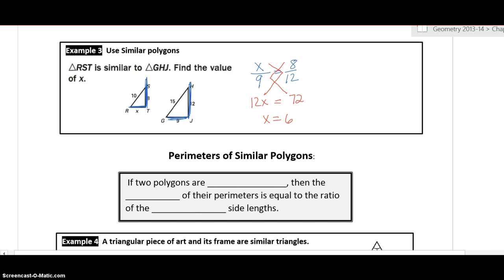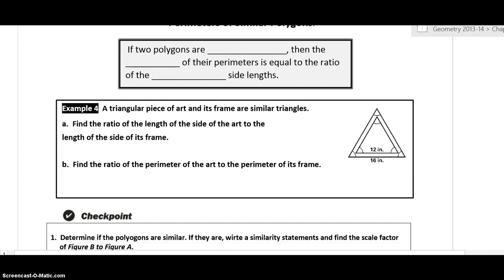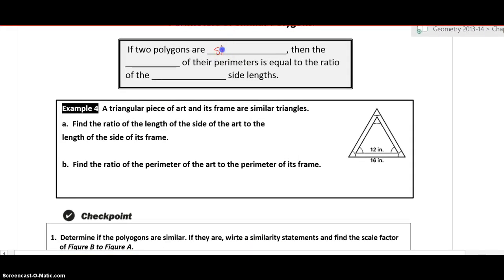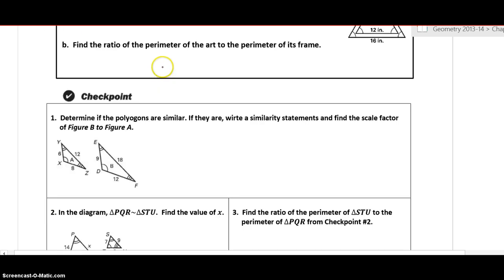Okay, so let's talk about the perimeters. If 2 polygons are similar, then the ratio of their perimeters is equal to the ratio of the corresponding side lengths.